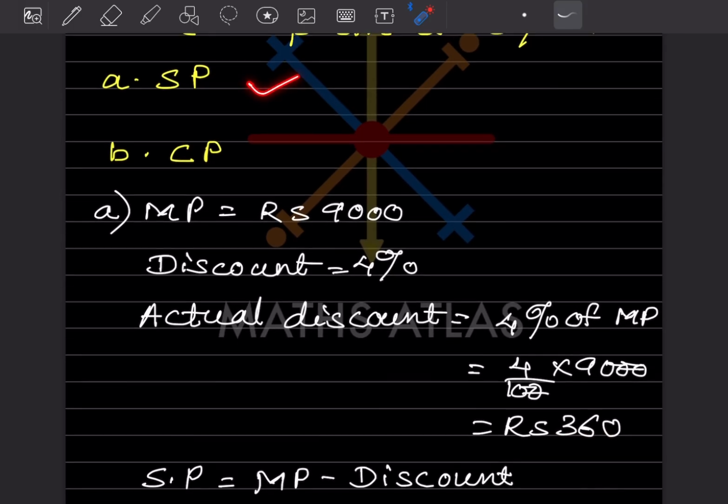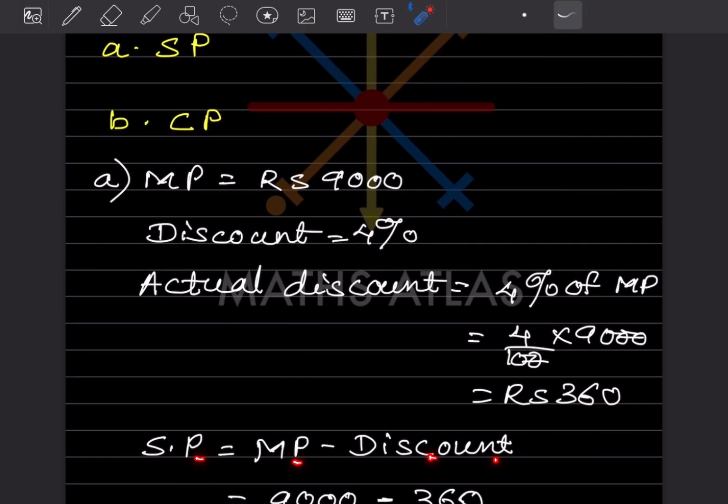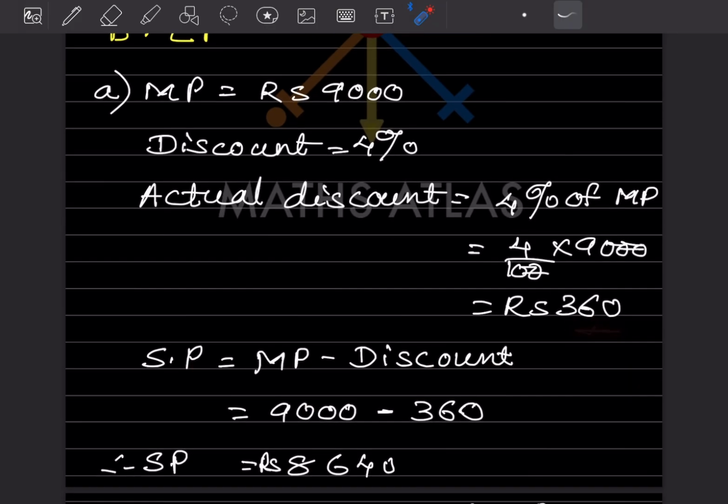So now we want the selling price. So selling price is mark price minus discount. So mark price is 9000 minus the discount. Here we got this as 360. So the selling price is 8640.